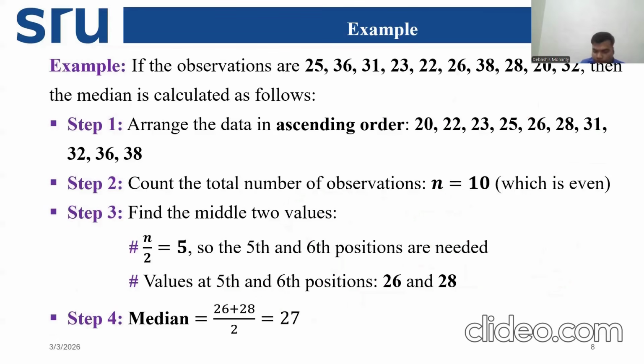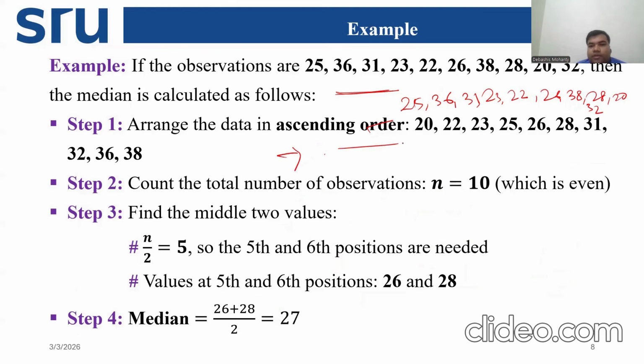So here is one suitable example for it. You can see the example. The observations given are 25, 36, 31, 23, 22, 26, 38, 28, 20 and 32. After this, we need to arrange them in ascending order. Ascending order means from the smaller number to the higher number. You can see here, 20, 22, 23 up to 38.